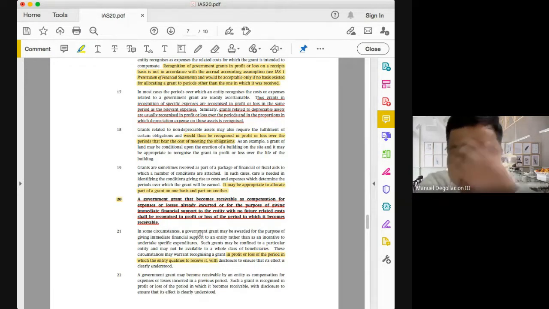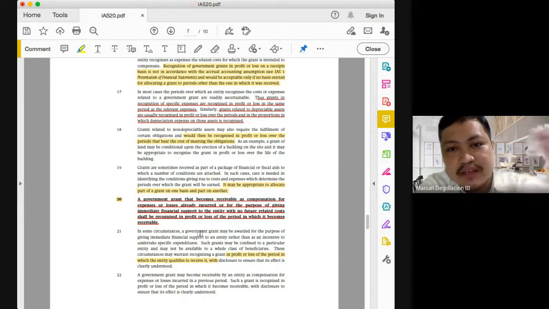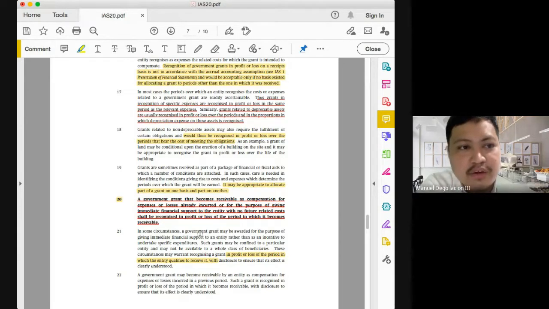So paragraph 20 is some sort of an exemption to what we have discussed earlier. What we have established earlier was that if the grant is related to expenses or assets that will benefit more than one period, then the government grant will also have to be recognized in profit or loss in the same periods. But paragraph 20 tells us of a scenario wherein the grant that is receivable is compensation for expenses, meaning the expenses or losses have already been incurred, and the purpose is to give immediate financial support, meaning there are no additional obligations on your part.